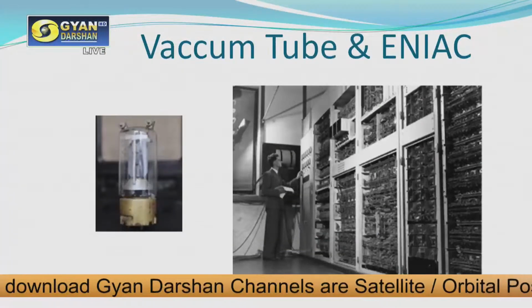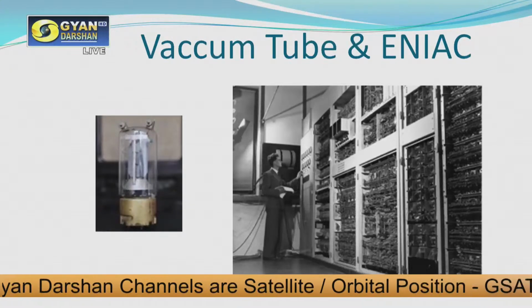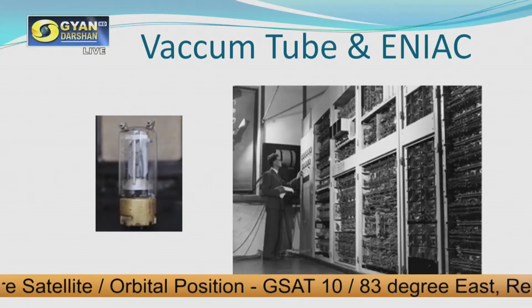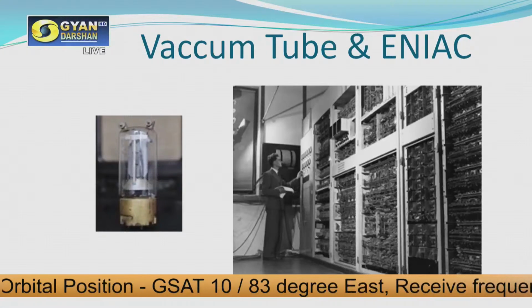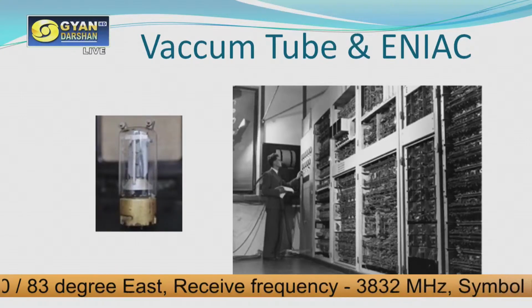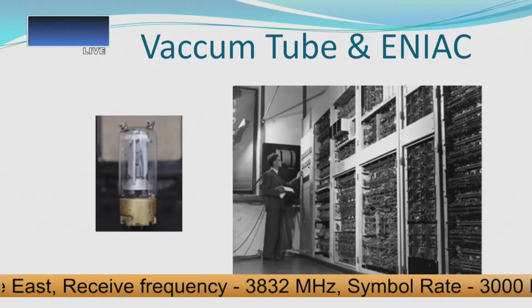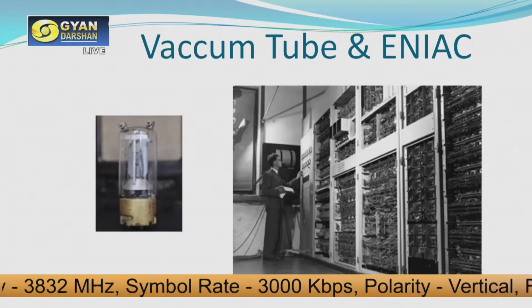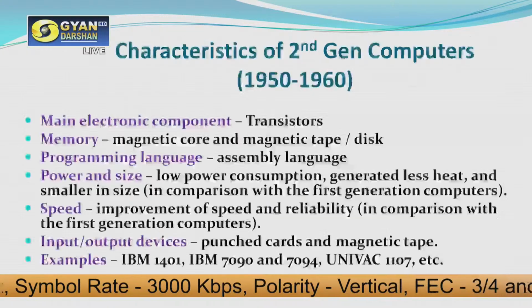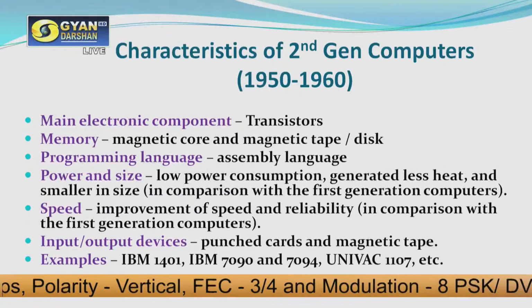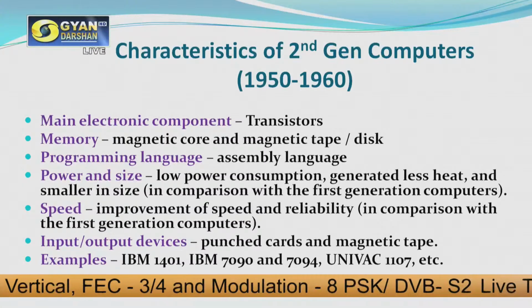On the left side is the actual electronic component that we are talking about, that is the vacuum tube. On the right side you can see the ENIAC machine, that is Electronic Numerical Integrator and Computer. So these were the first generation computers, appearing along with vacuum tubes as the main electronic component or the circuitry. When it comes to the second generation, the main electronic component was the transistor.